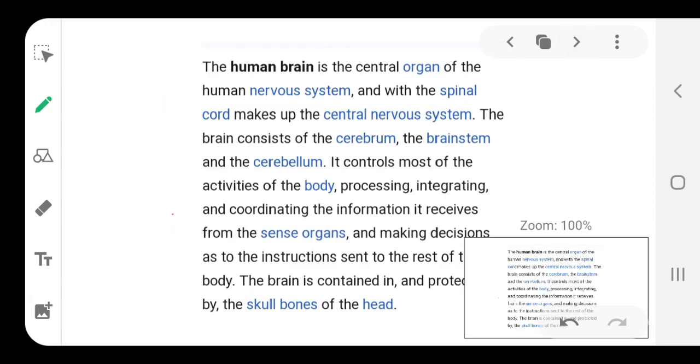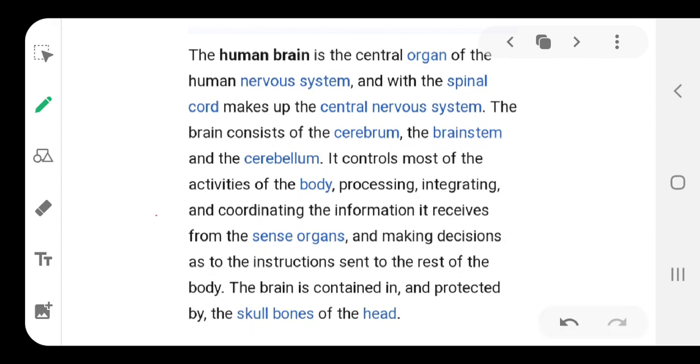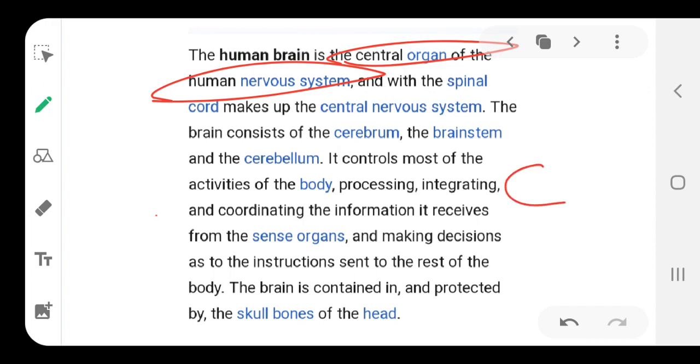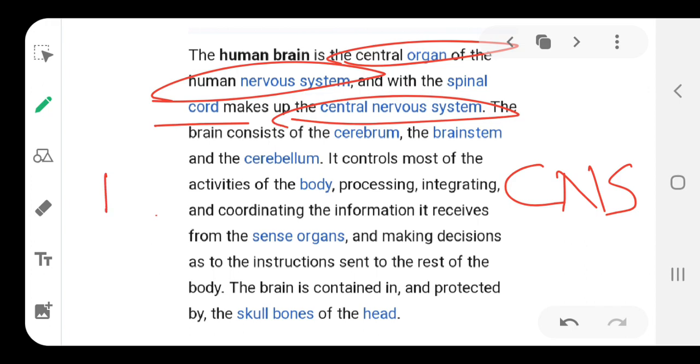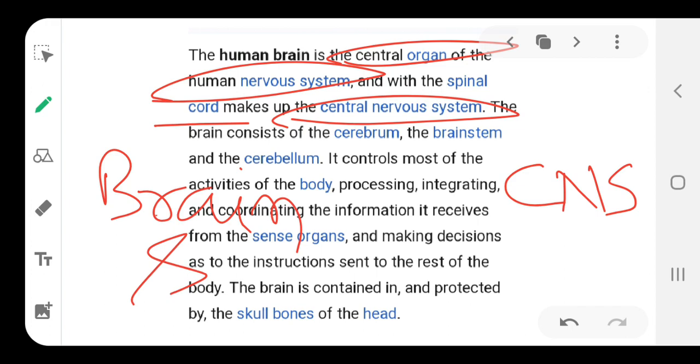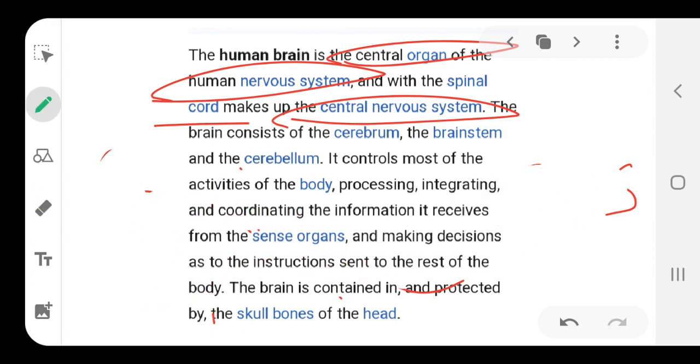So write down this data. The human brain is the central organ of the nervous system. This nervous system is called CNS, the central nervous system. The brain and spinal cord together make the central nervous system. As I have told you, the brain consists of three main parts: cerebrum, brainstem, and cerebellum.